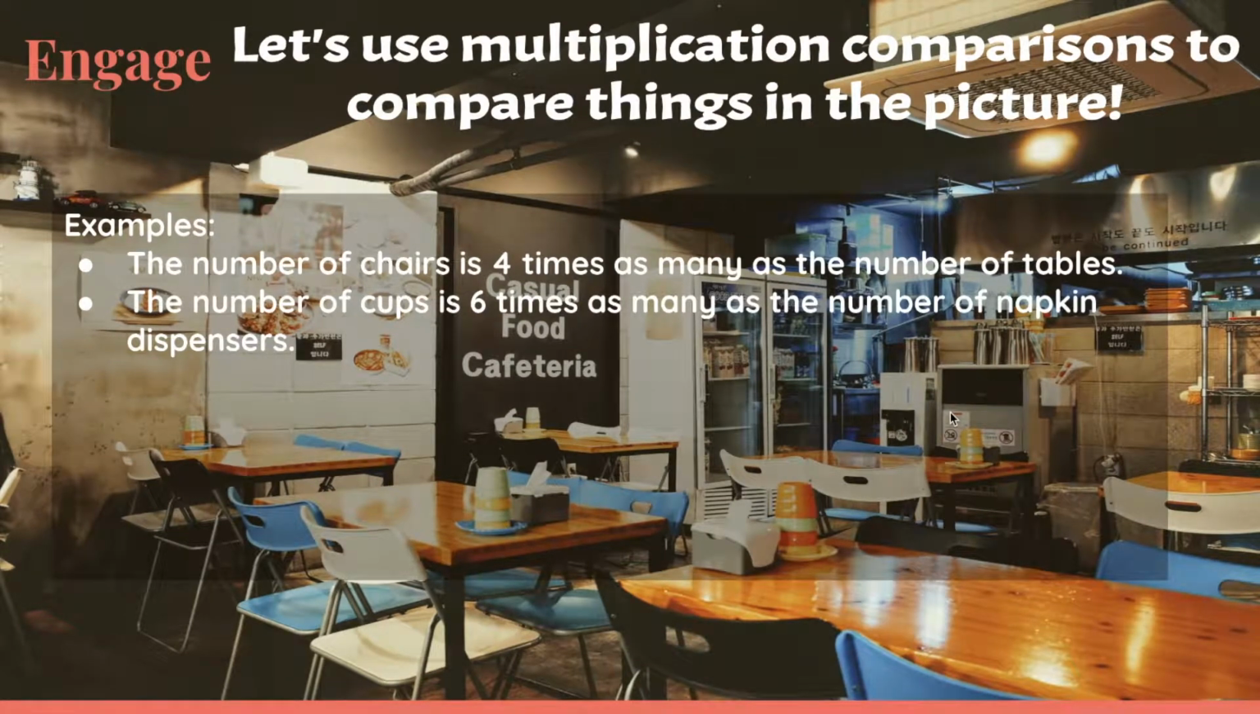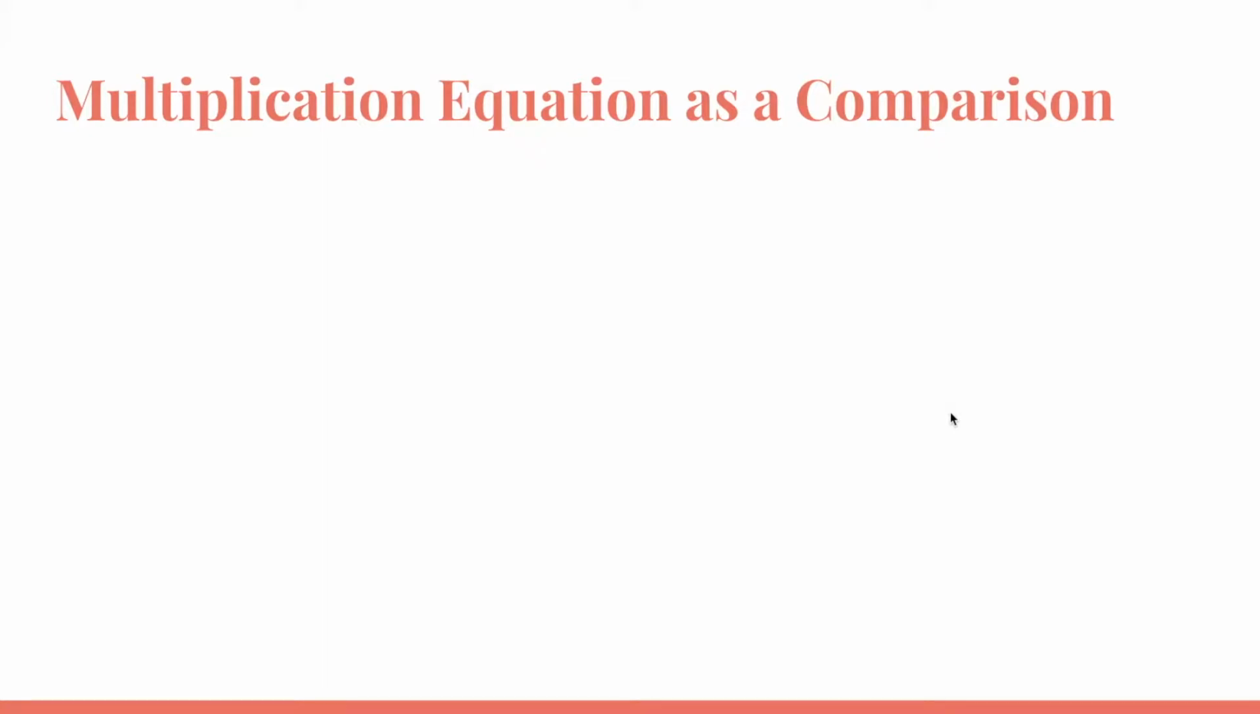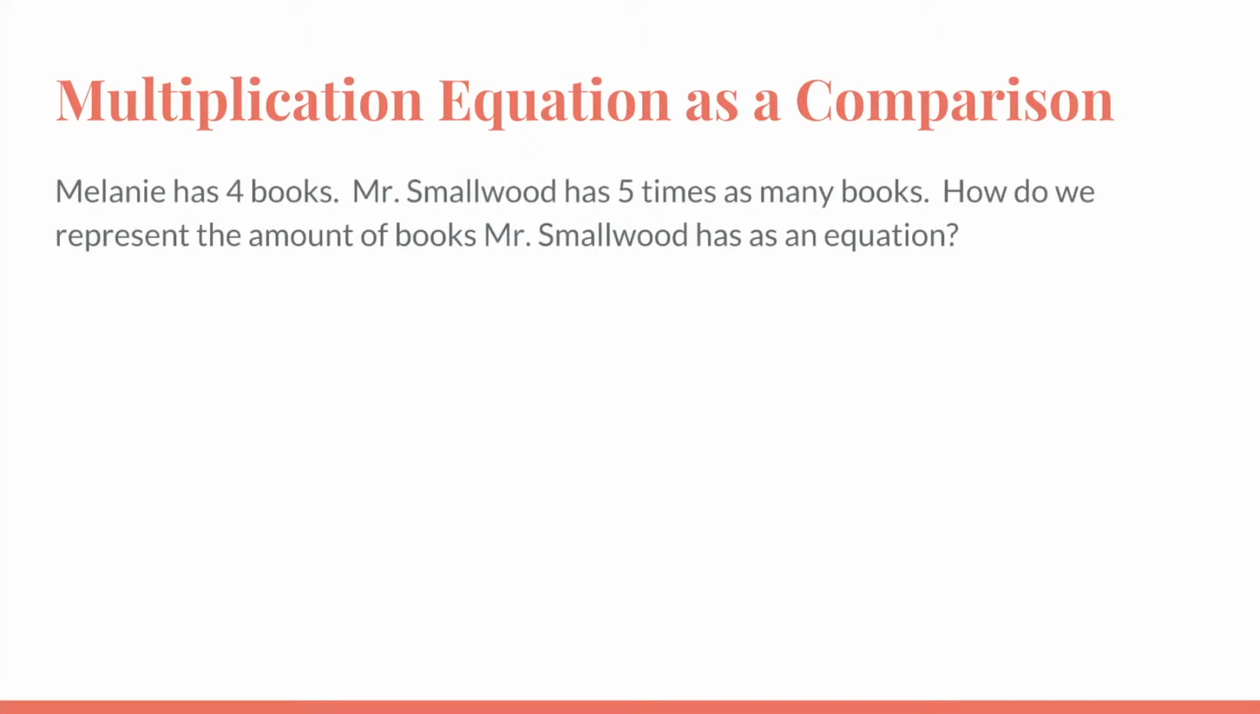All right, that's enough. Multiplication equations as comparisons, but this time we're going to use word problems. Melanie has 4 books. Mr. Smallwood has 5 times as many books. How do we represent that amount of books Mr. Smallwood has as an equation?